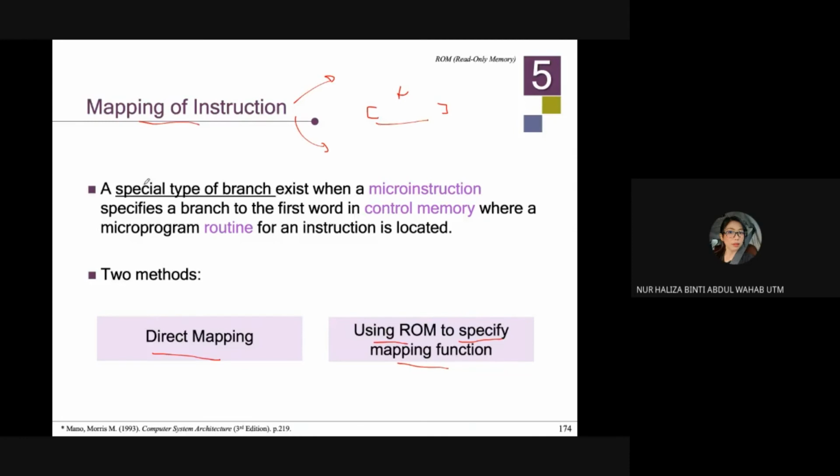A specific type of branch exists when microinstructions specify a branch to the first word in control memory where a microprogram for an instruction is located. So you need to remember there are two methods that you can apply for your mapping instruction.